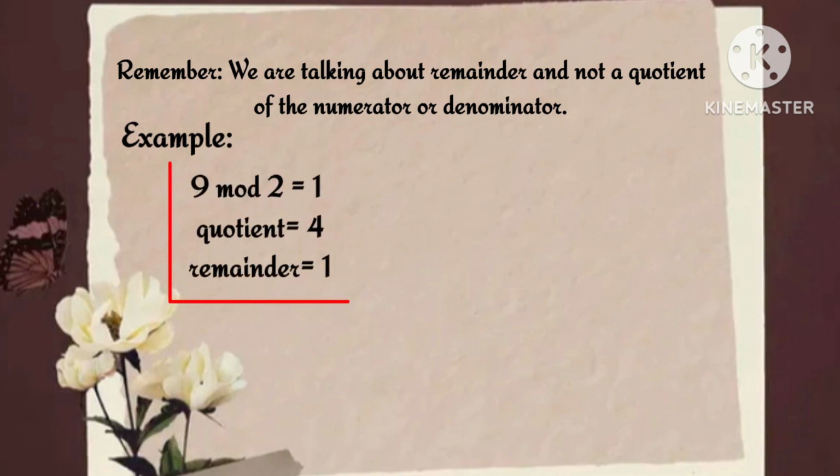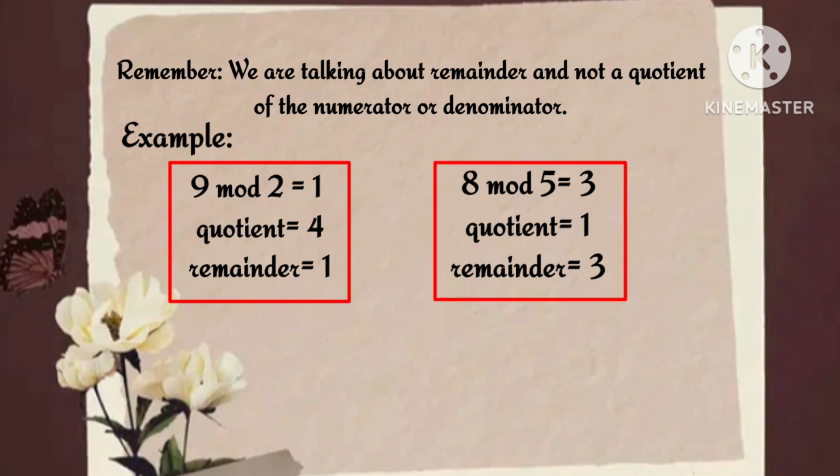9 mod 2 equals 1. In this example, it definitely gives us 1 as a remainder because when we divide 9 by 2, we get 4 as a quotient, but there remains a remainder of 1. In a similar manner, 8 mod 5 equals 3. In this example, it definitely gives us 3 as a remainder because when we divide 8 by 5, we get 1 as a quotient, but there remains a remainder of 3.